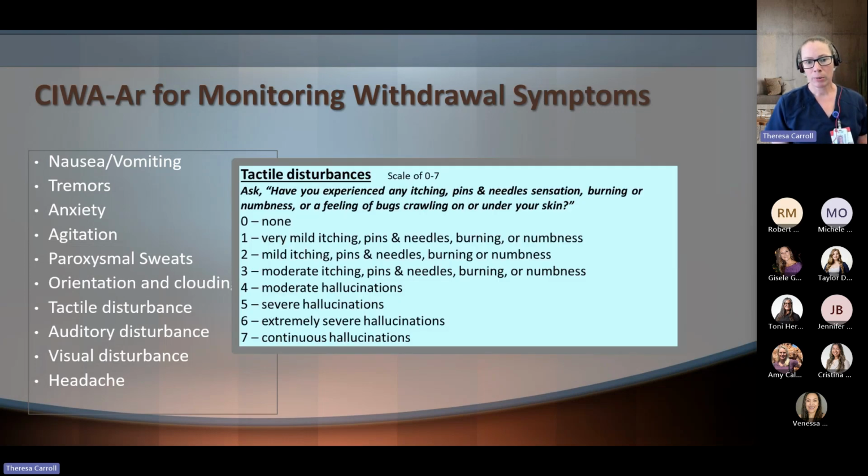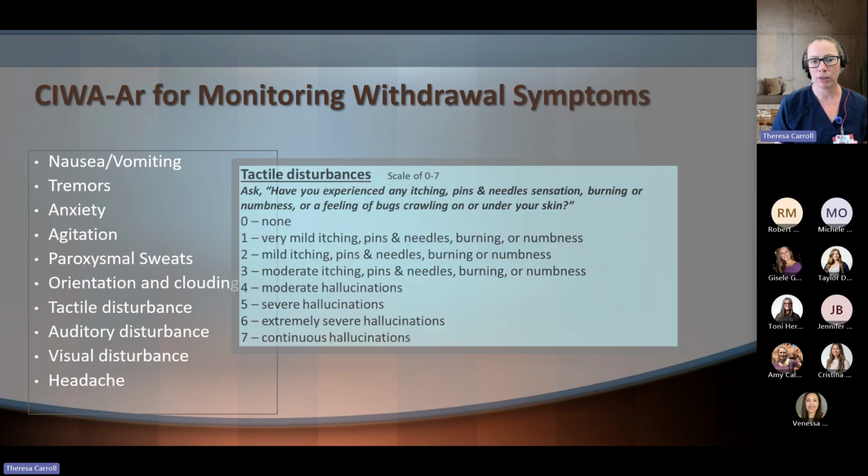With tactile disturbances, again, this can go anywhere from mild itching, pins and needles, to full hallucinations. The more moderate ones could be intermittent, where it comes and goes. They still have those sensations, they're still responding to it, but it's not continual. By the time you get up to 6 or 7, these are going to be continual hallucinations.